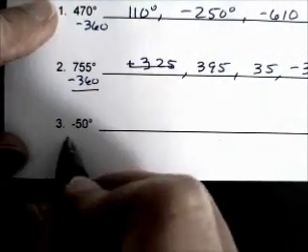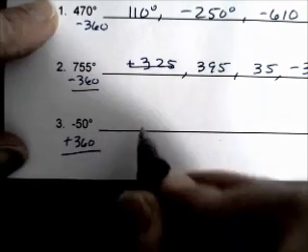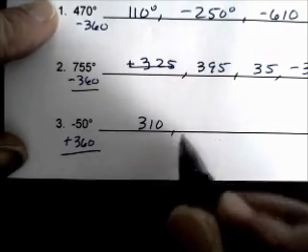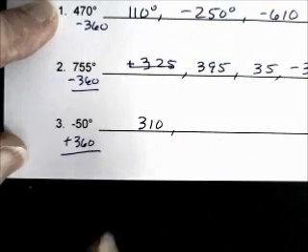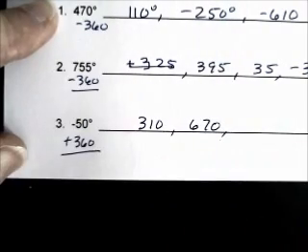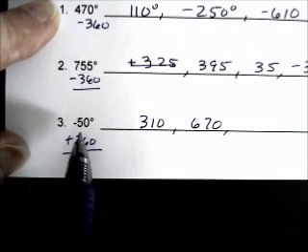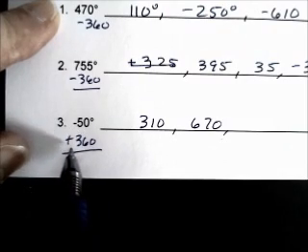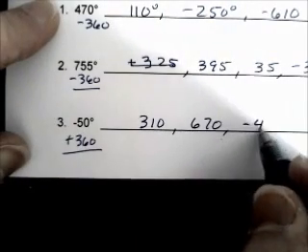I'm going to add 360 to get 310. Add another 360, 670. And let's say I go back to -50 and subtract 360 to get -410.